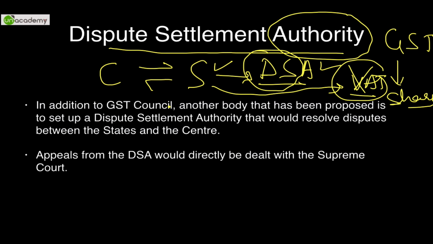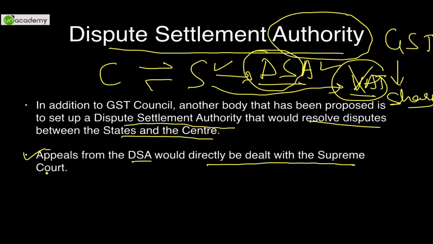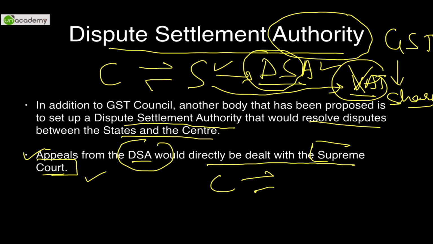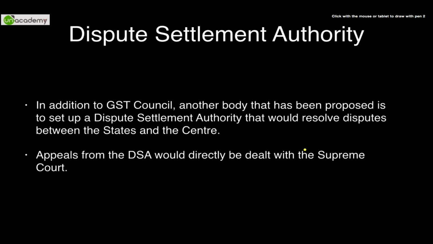So in addition to the GST Council, another body that has been proposed is the DSA, or dispute settlement authority, that would resolve disputes between the central and the state government. Any appeal from the DSA would directly be dealt with by the Supreme Court. As you can see, the Supreme Court is the custodian of the Constitution, and under Article 246A it will take custody of any dispute occurring between the center and the states. A very, very good move, highly democratic in terms of DSA.